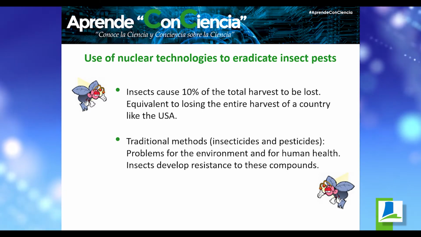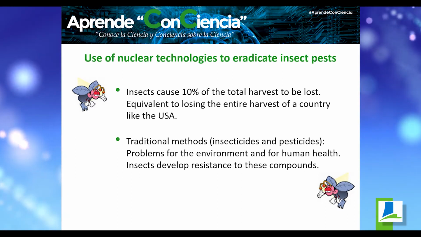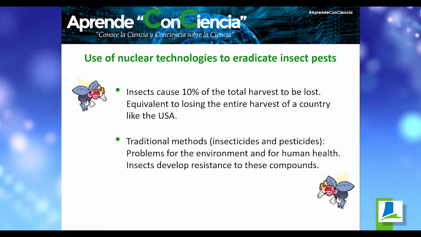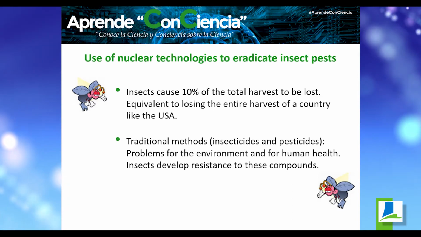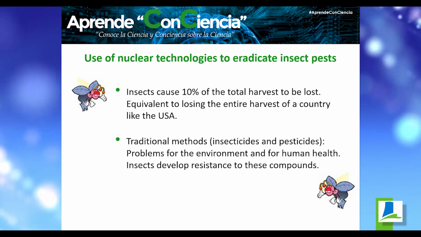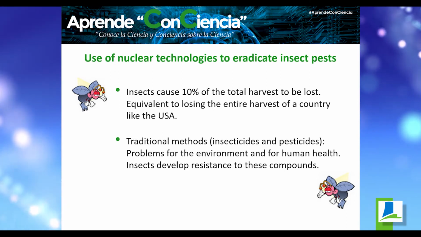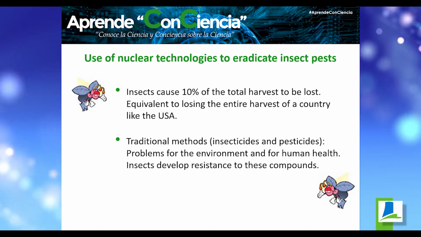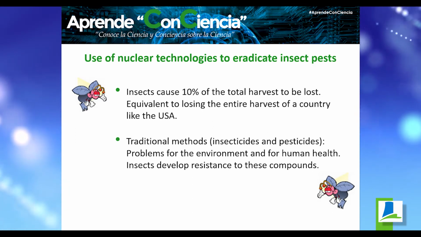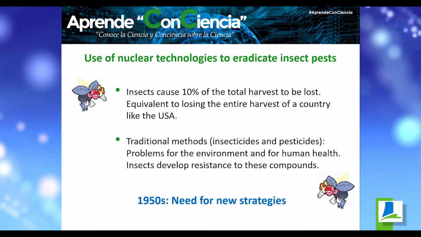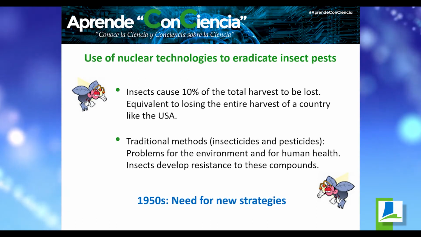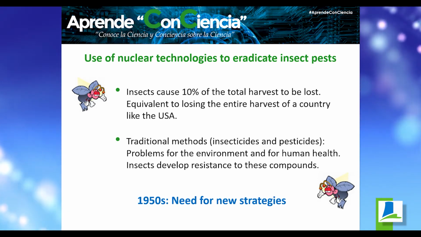We all know that there are traditional methods that can be used to eradicate insect pests, like insecticides and pesticides, but these chemical compounds are very toxic and can cause problems in the environment and in human health. In addition, insects developed resistance to insecticides and pesticides, reducing their efficacy. Since the 1950s, it was clear that new strategies needed to be developed to fight against insect pests.